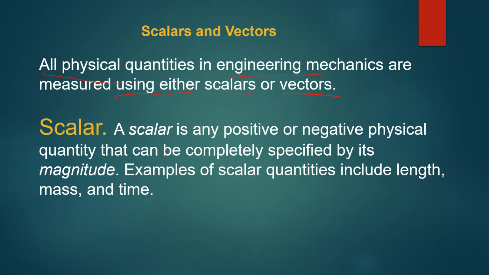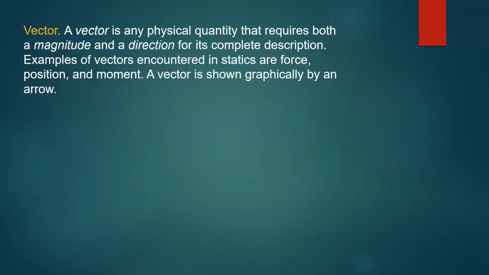Okay, let's look at a vector as well. A vector is not really the opposite of a scalar, but it's a physical quantity that requires both magnitude and direction for its complete description. In other words, a vector is simply a quantity which has both magnitude and direction. That's the simplest version of its definition. And examples of vectors are force, position, and moment. So we're going to discuss the moment.